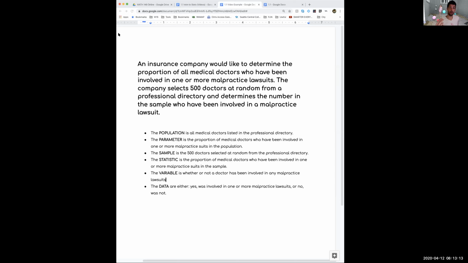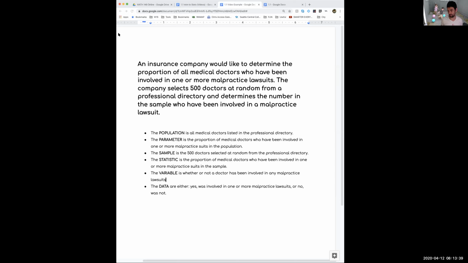Remember, we hope the statistic estimates the parameter well, right? We didn't go ask every doctor, so it's hard to say if those numbers are exactly the same, and they're almost surely not exactly the same, but we hope that they're close. Okay. All right.